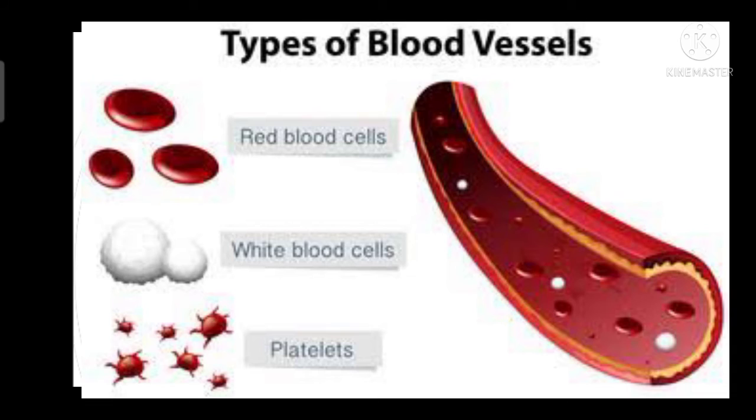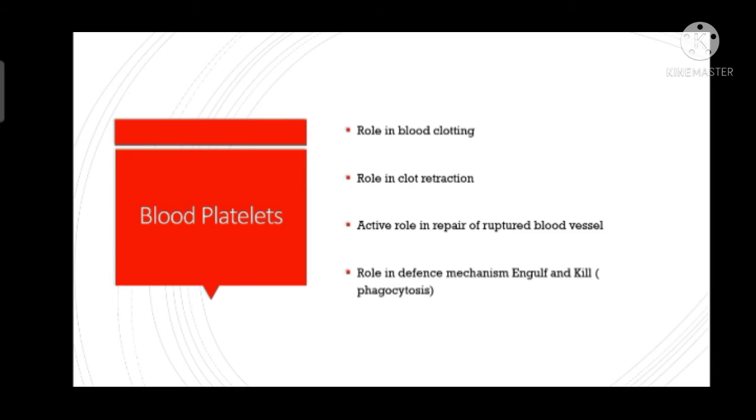So ये जो blood platelets हैं, इनका रोल क्या है? जब भी कोई आपका कट हो जाता है, ब्लड खून निकलने लगता है, so it will help in clot formation. क्लॉट मतलब ब्लड को जो जमा कर देता है. It will not let the blood pass out from your body.